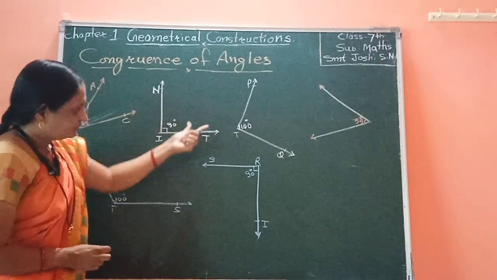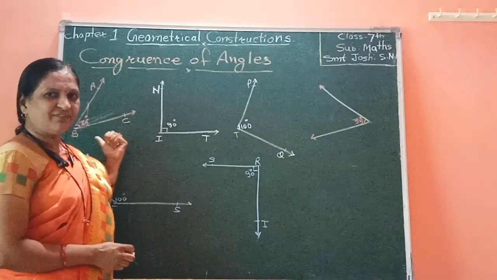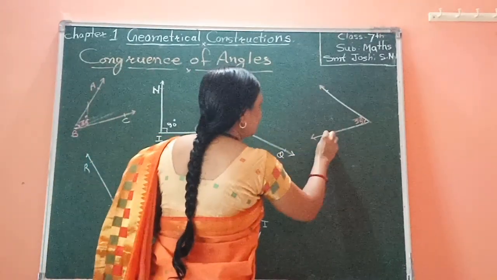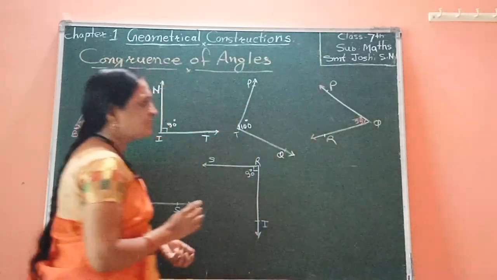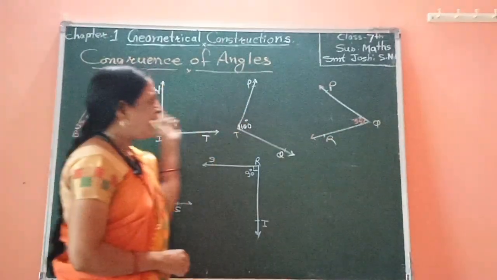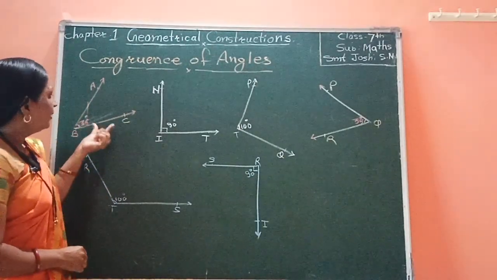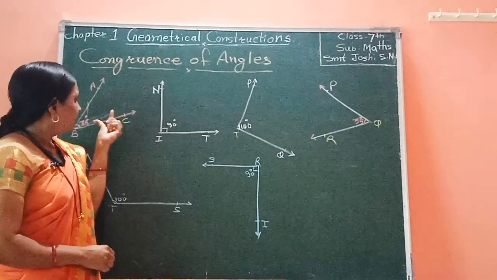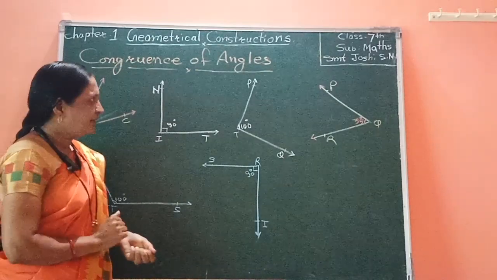In this figure, we see angle ABC measure is 35 degree, and in this figure angle PQR measure is 35 degree. Means measure of these 2 angles are equal. When measure of angles is equal, they are said to be congruent angles.